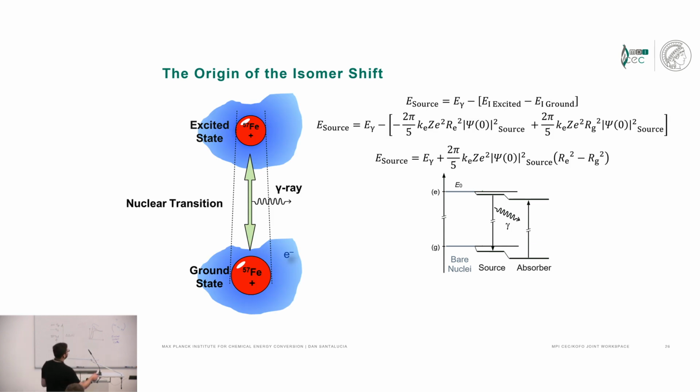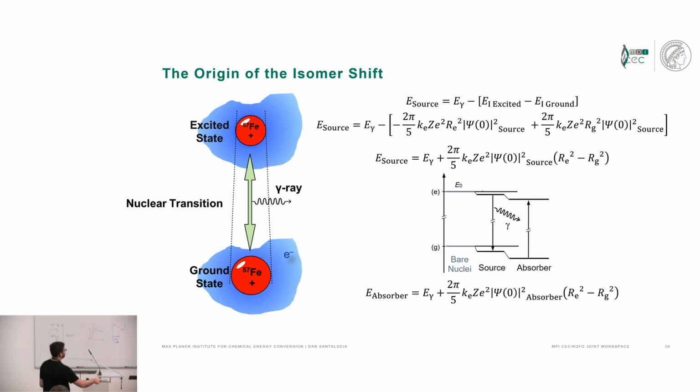Well, the energy of the source is going to be our gamma ray energy minus the difference in the electric monopole energies of the excited and the ground state. So that's this complicated expression here. You can simplify it a bit and see that it depends on the electron density at the nucleus of the source, and then a difference in the squares of the excited state radius of the nucleus and the ground state radius of the nucleus. And fun fact, you can't predict the radius of the nucleus. The excited state actually is a smaller nucleus than the ground state for iron-57. It might be different for different isotopes, and that will actually cause an inverse isomer shift correlation, but you don't need to worry about that.